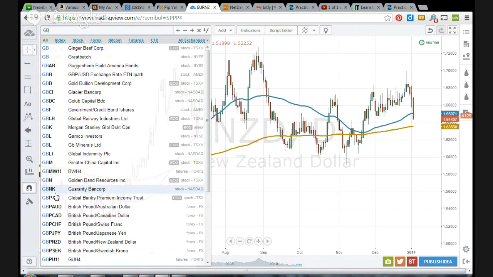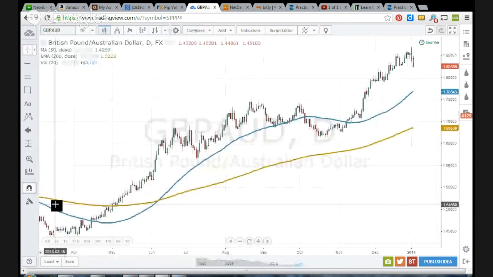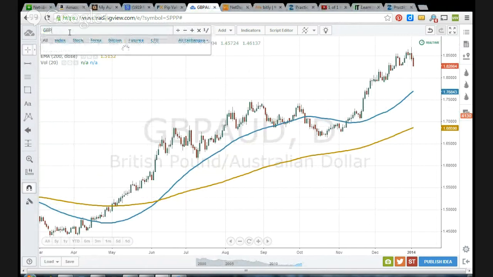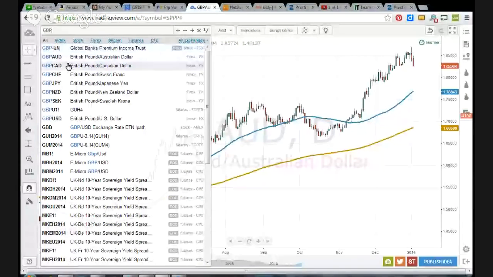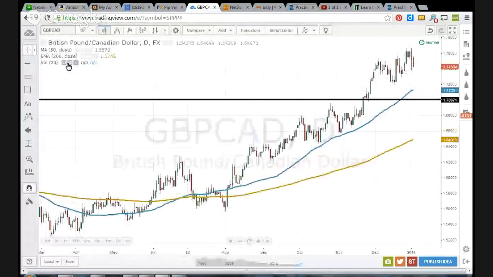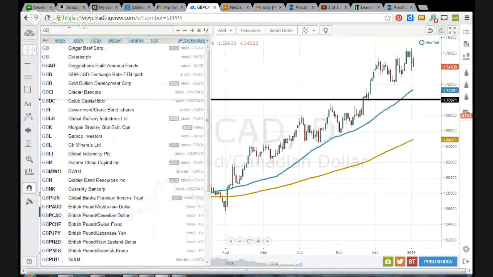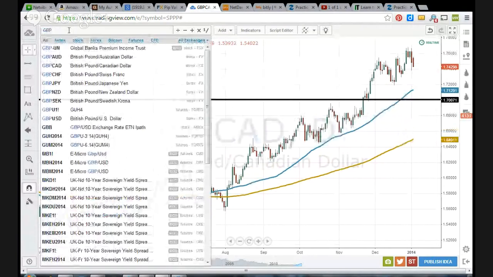Okay, pound Aussie dollar. Same as we saw with euro Aussie dollar. No real activity here. Pound Canadian dollar. Same. So a lot of these we're just waiting for the pullback. And as I mentioned yesterday, if you're willing to trade against the trend, there are a number of opportunities. There are some great opportunities. However, I'm not interested in that.